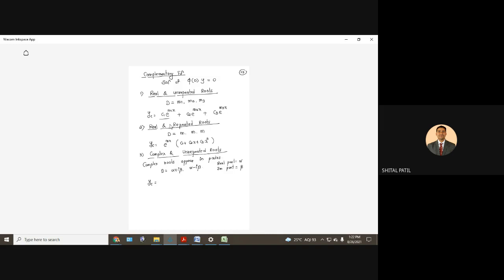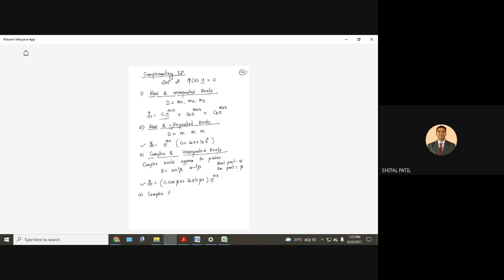Okay, so it is C1 cos of beta x, plus C2 sin of beta x. What about the alpha? What is the alpha? Real part. So e raised to alpha x. Now see what I will do. I'll combine these two in the next part. Okay, so let me write the fourth formula.